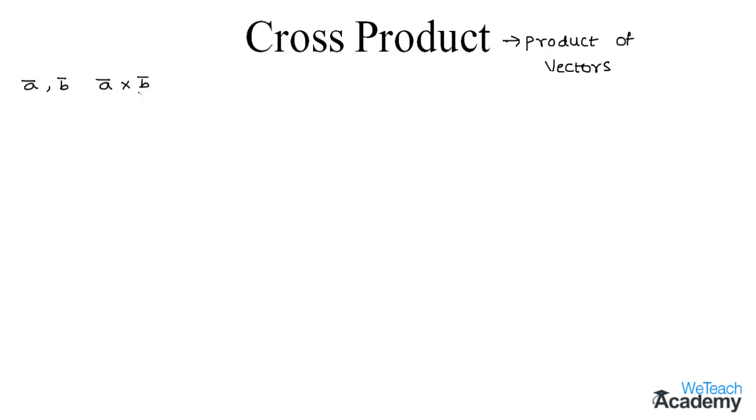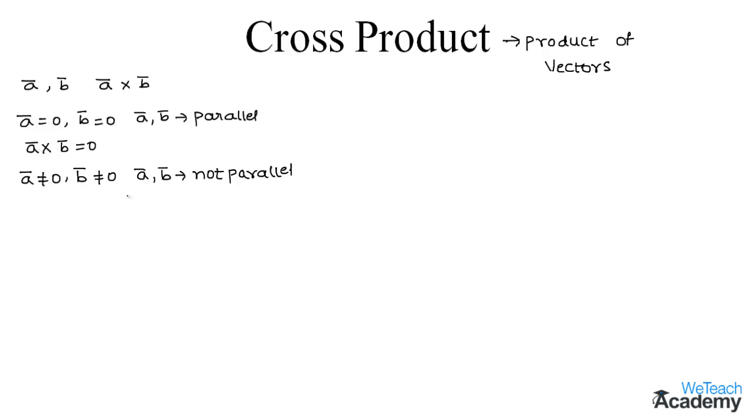And here there are two conditions. The first condition is if a bar is equal to 0 and b bar is equal to 0, then these two vectors a bar and b bar are said to be parallel, and the cross product of these two vectors, that is a bar cross b bar, will be equal to 0. The second condition is if a bar is not equal to 0 and b bar is not equal to 0, then these two vectors a bar and b bar are said to be not parallel.